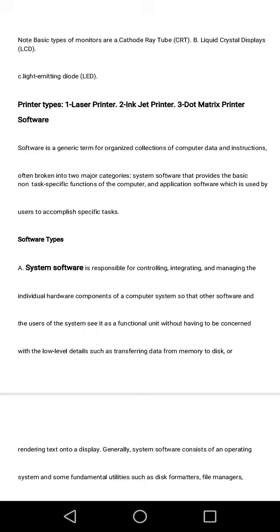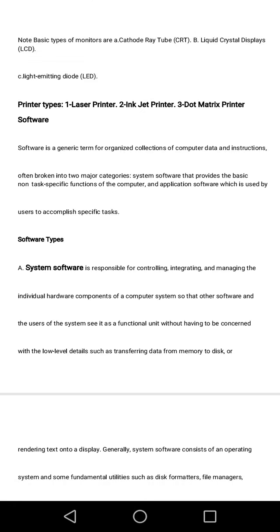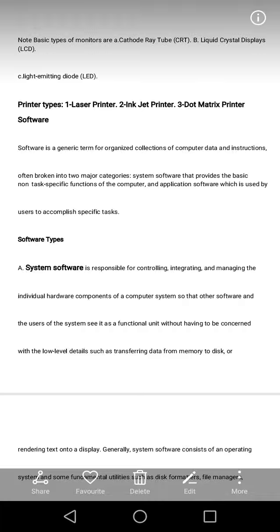Next we discuss software. A software is a collection of programs and instructions. A software is a generic term for an organized collection of computer data and instructions. According to the software instructions, hardware will work. There are two types of software. First one is system software and second one is application software.